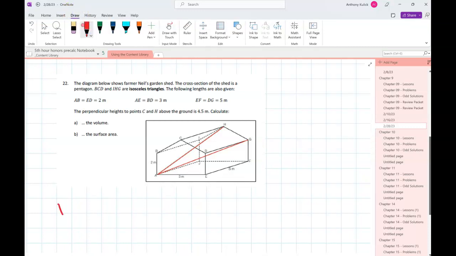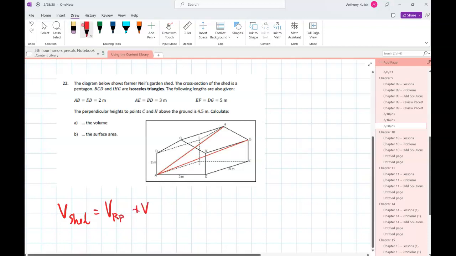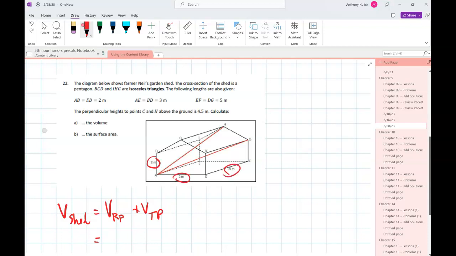So the volume for the shed, I'm going to do the volume of the rectangular prism plus the volume of the triangular prism. So I'm just going to break it into two pieces, the box and then the wedge that's on top of it. So the volume for the rectangular prism should be pretty easy. It's just going to be length times width times height. Right? We have everything we need to do that part.